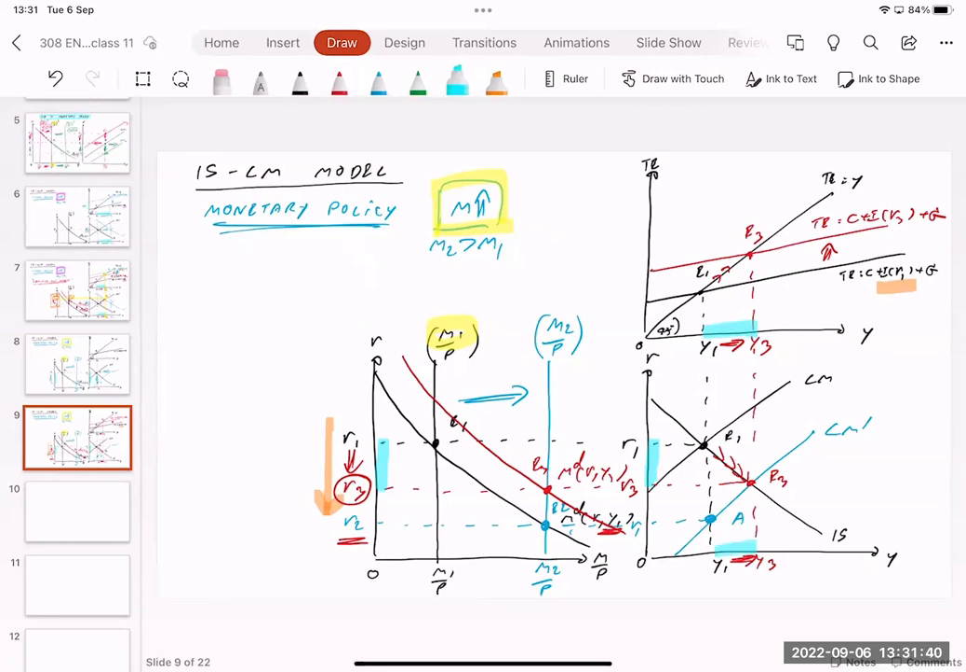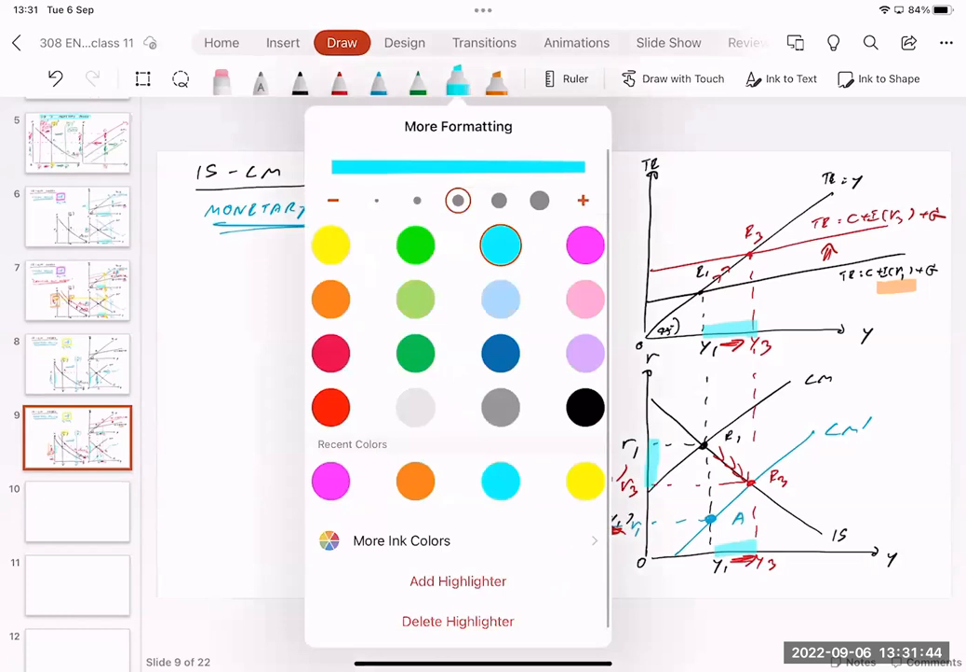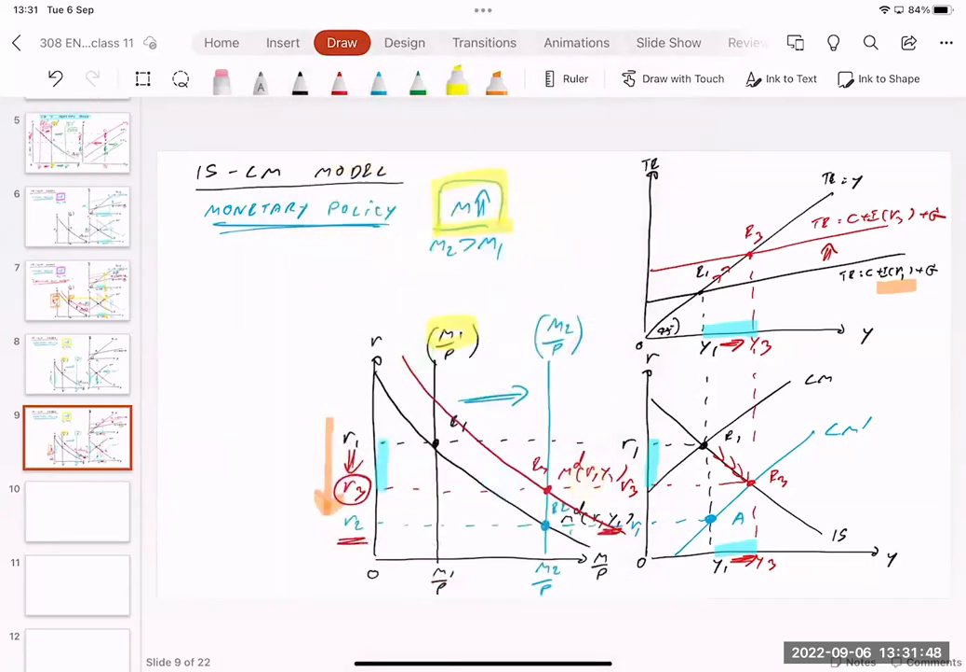You got it? Everything is linked together. I use the yellow color. The equilibrium point in the output market E3 links to the equilibrium point in the IS-LM curve, which links to the equilibrium point in the money market, which links to the new real interest rate R3. Everything is linked together. Okay, so far so good.